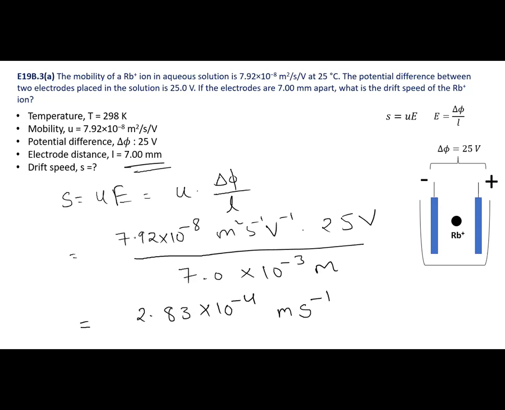Volts get cancelled, per volt and volt, and one meter gets cancelled. So at the end we get meter per second. If you want to rewrite this in terms of micrometers, it will be 283 micrometers per second.